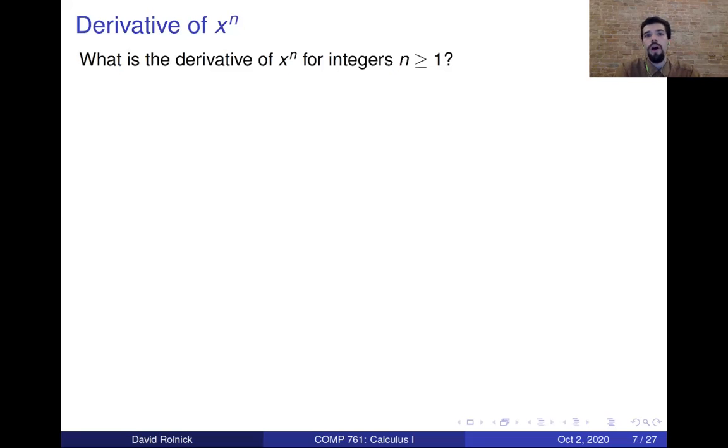So what's the derivative of x to the n for integers n greater than or equal to 1? Whoops. How would we do this? And write the limit definition. Yep, there's going to be an (x plus h) to the n, and there's going to be an x to the n.